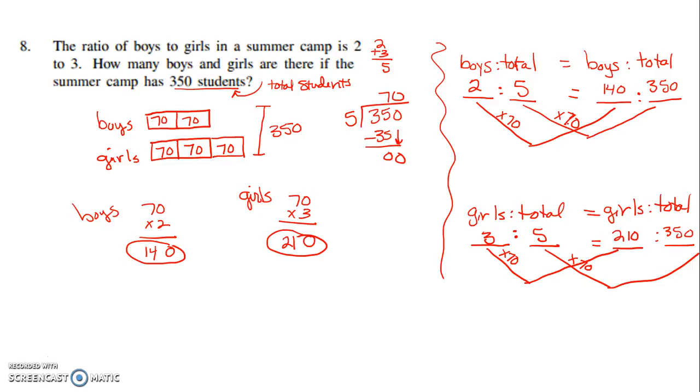So I just wanted to show you there's more than one method. You could either set up a tape diagram, you could do your upside down caret. Some of you might be more comfortable with double number lines. Lots of ways to go about these ratio problems. I hope that was helpful.